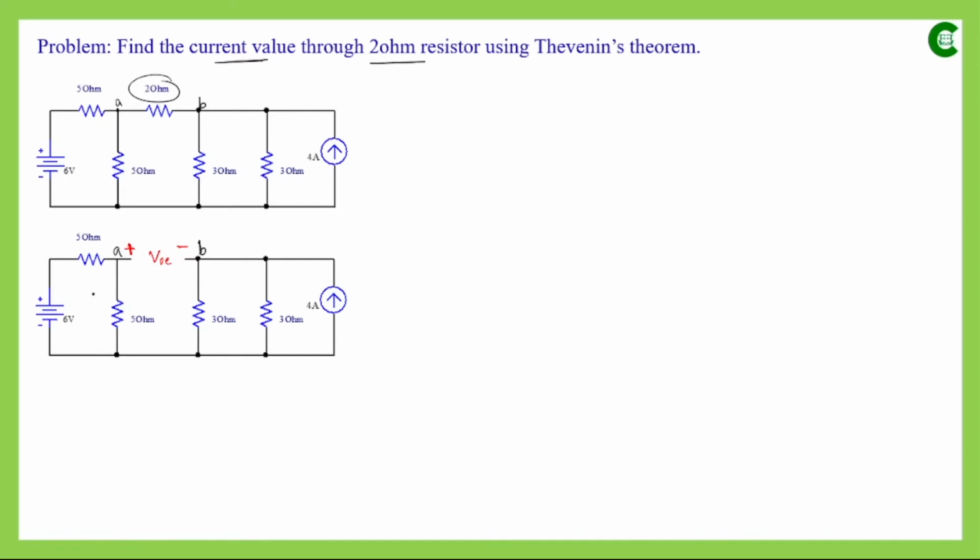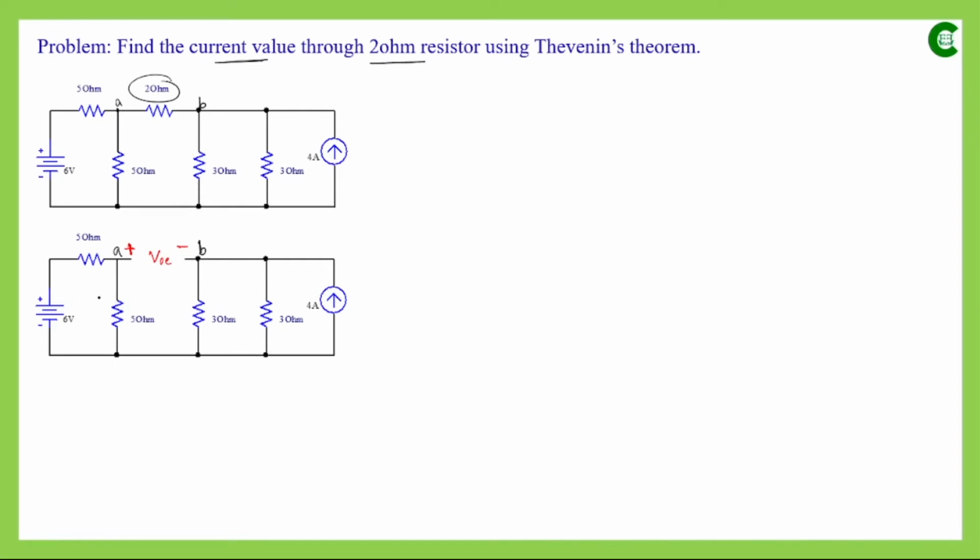Now as we can see, if we analyze the left side of this network, these three components are connected in series and they are forming a loop. So we can easily apply KVL here, and if we come to the right side of the circuit, we can see these three components are connected in parallel. So we can easily apply KCL here to find out the VOC value finally.